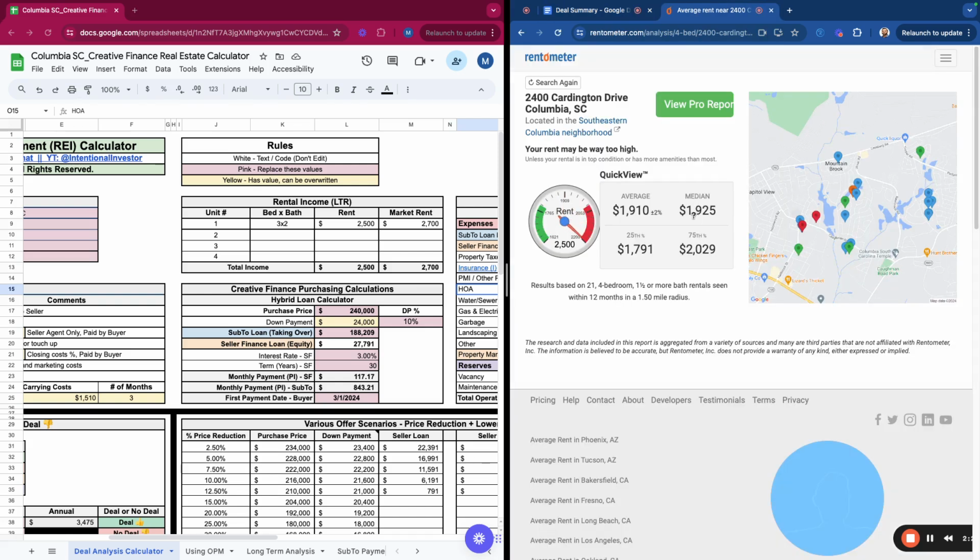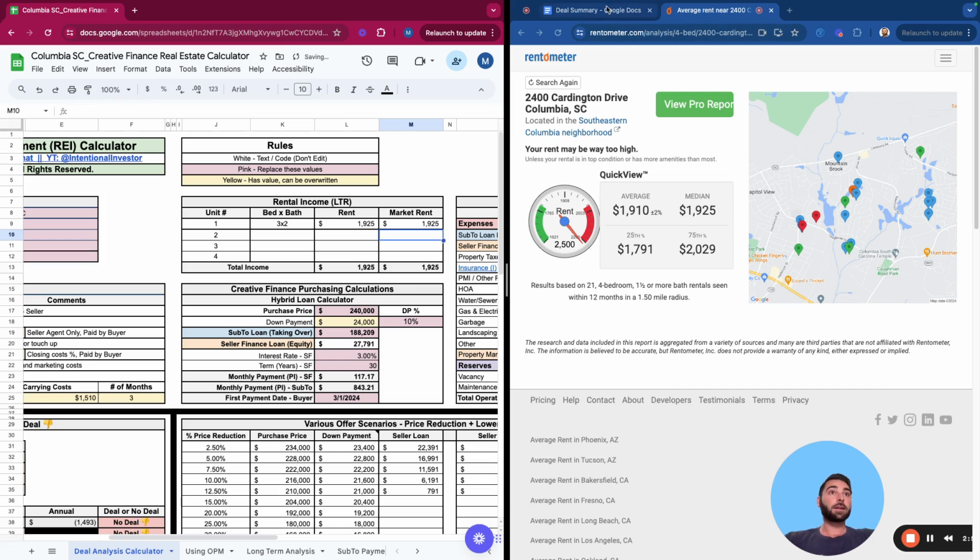Yep. So it says the median rent is $1,925, and what you can see is our subject property in orange. There's a few other properties: blue is similar in rent, green is a little less in rent, red is higher in rent. So there's 21 properties that are somewhat similar within a 1.5 mile radius, and luckily there's a few with similar rent right around it. So stick with $1,925 per month.